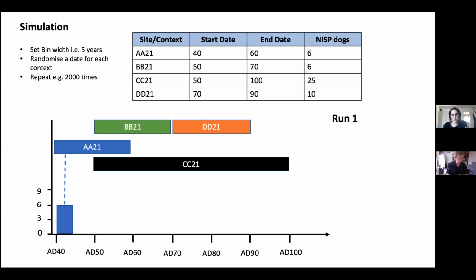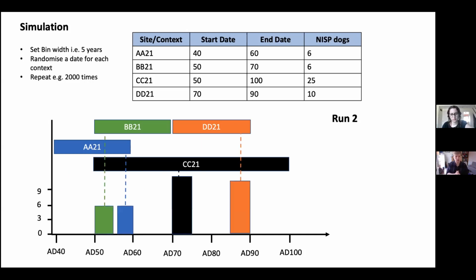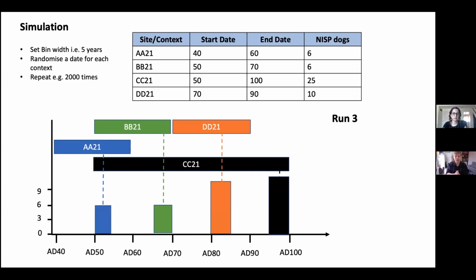So you run one analysis where you get a point at which the material is deposited, and then you run a second analysis, and then you run a third simulation. And gradually over time, you do this about 2,000 plus times, and what you end up with is an estimated frequency density.